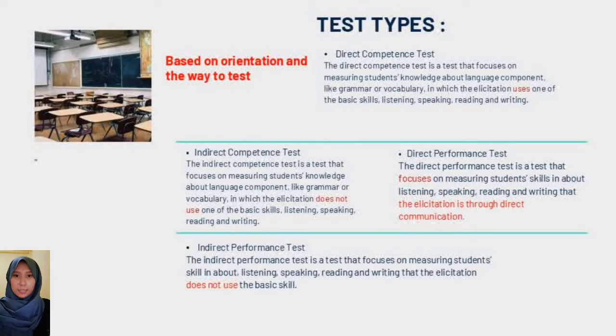And the second is indirect performance test. The indirect performance test is a test that focuses on measuring student skill in listening, speaking, reading, and writing, in which the elicitation does not use the basic skill.